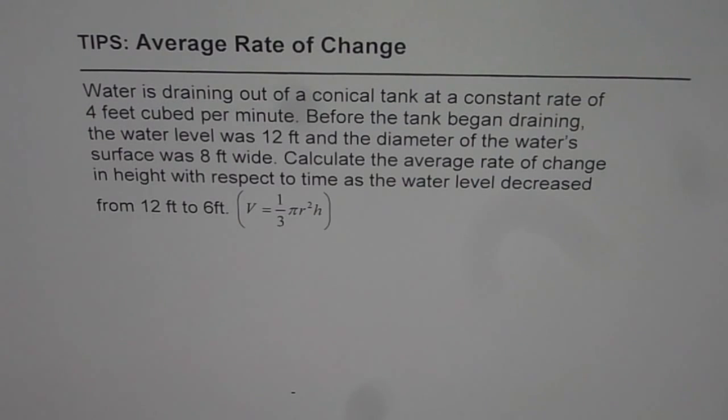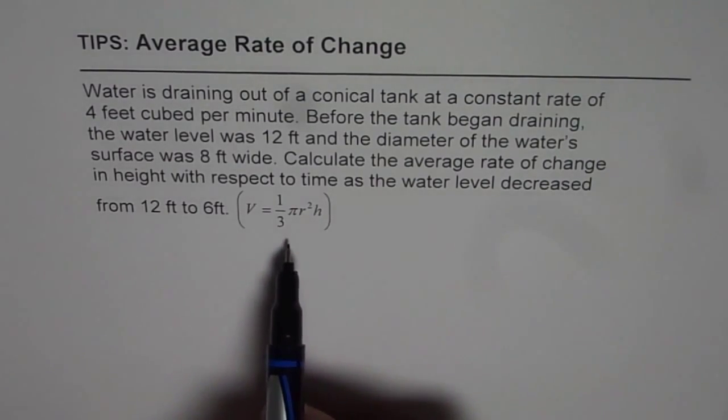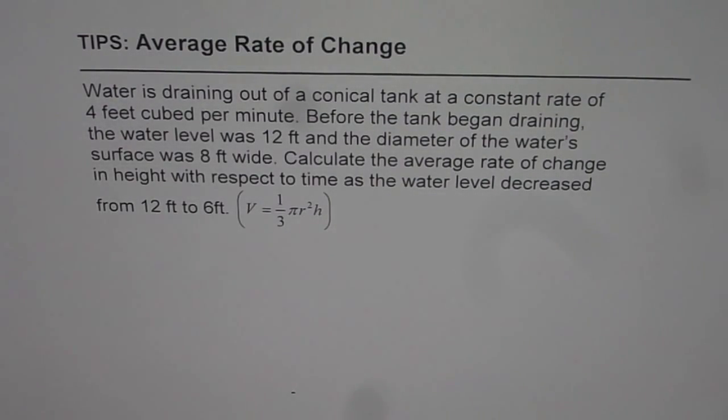Water is draining out of a conical tank at a constant rate of 4 feet cubed per minute. Before the tank began draining, the water level was 12 feet and the diameter of water's surface was 8 feet wide. Calculate the average rate of change in height with respect to time as the water level decreased from 12 feet to 6 feet. The formula for volume is 1/3 pi r squared h.